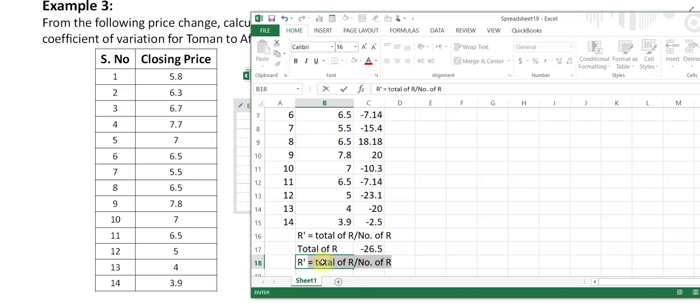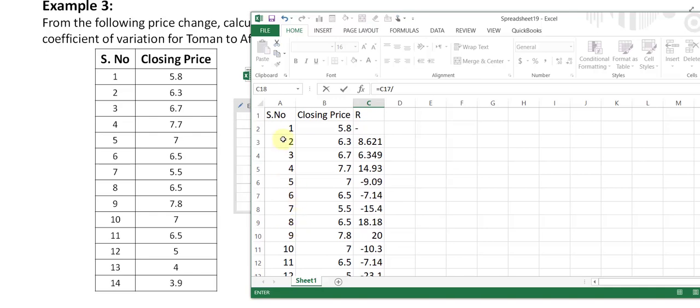Now you can find out R bar, right? So R bar is equal to, taking this column itself, R bar. So this is equal to total of R divided by number of R. How much is number of R? How many R do we have? We have basically total 14. But one R is not here, so total is equal to 13.